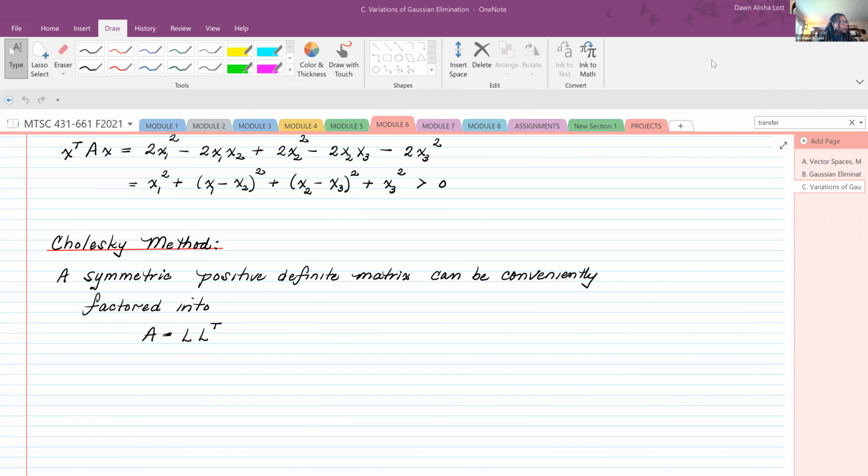So we were talking about the Cholesky decomposition. It only works for a symmetric positive definite matrix. It can be factored into a lower triangular matrix, and the lower triangular matrix transposed, which is an upper triangular matrix. This requires approximately n cubed over 6 operations.